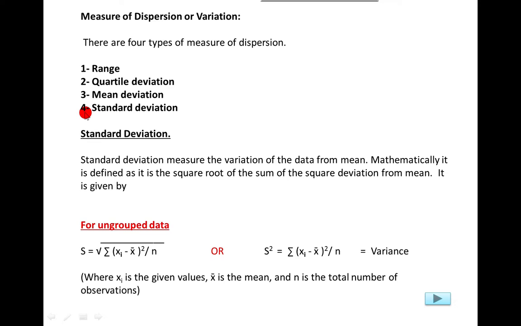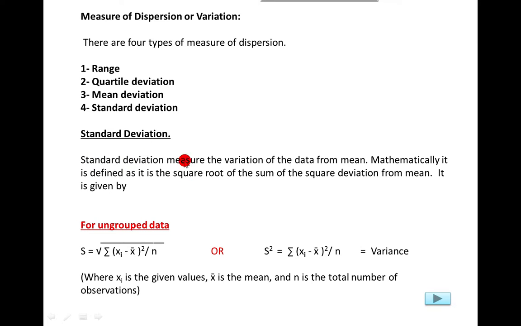Number fourth method is the standard deviation. Standard deviation is free from all the demerits. With the help of standard deviation, you can find the variation of data from mean, either the variation or deviation from mean is negative or positive. We use the standard deviation. Negative value same as negative value, positive same as positive value. So standard deviation is free from all the demerits.